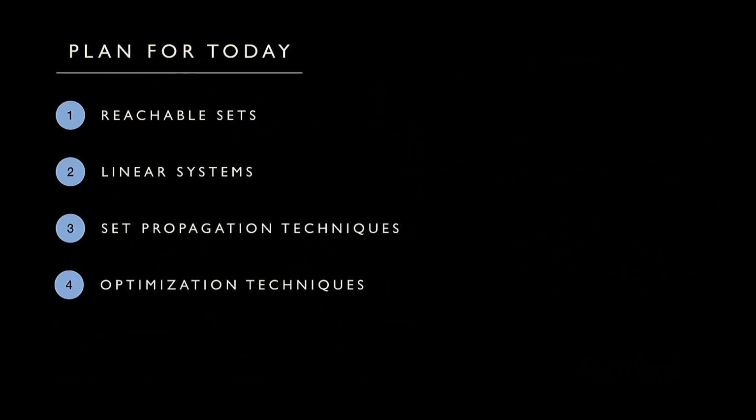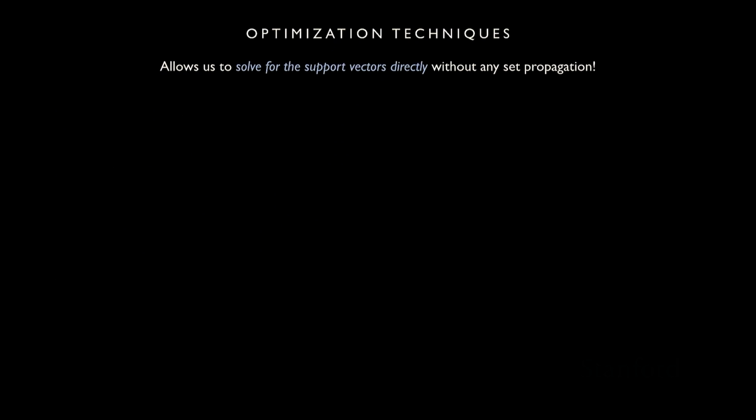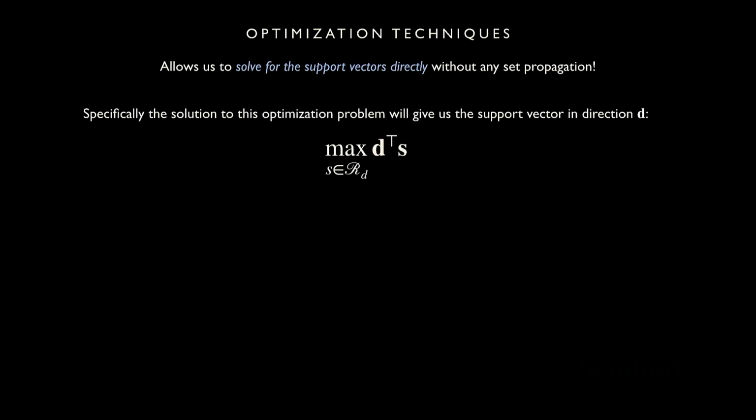Okay, so that's set propagation techniques, and the last thing we're going to talk about somewhat briefly is optimization techniques. What we just saw is that we could bound our set with support vectors, and for that we propagated the set through, got the exact reachable set, and then bounded that with support vectors. But we could also just solve for these support vectors directly without doing any set propagation. Specifically, we would look for the solution to this optimization problem, and it will give us the support vector of the reachable set in direction d.